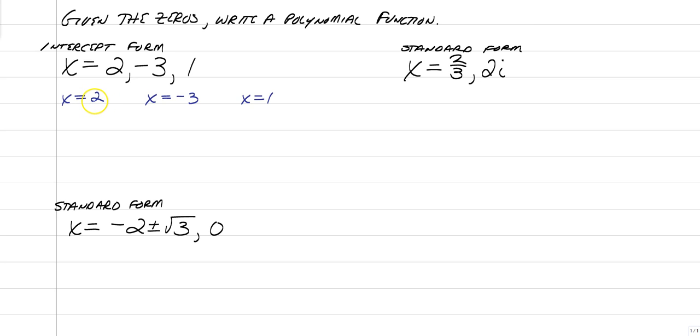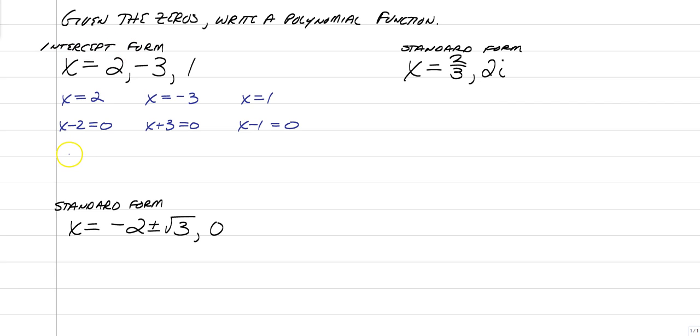So you need to subtract 2 from both sides, and that gives you x minus 2 equals 0. And then you have x plus 3 equals 0 once you add 3 back to the other side. And this would be x minus 1 equals 0. So what you're doing is doing the opposite of solving. So you're going backwards to get things equal to 0. And then you can write it in the form asked for.